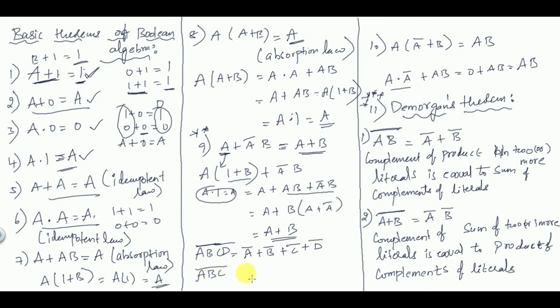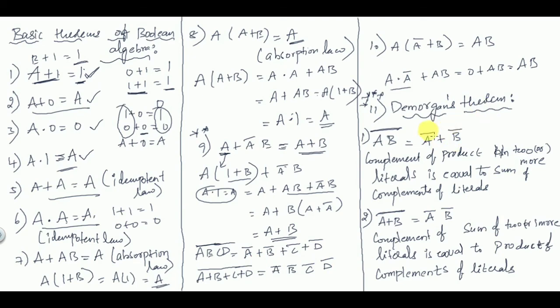(A plus B plus C) whole bar is equal to A bar, B bar, C bar. Similarly, if you have another literal D, it will be D bar. Okay, so this is about De Morgan's law.